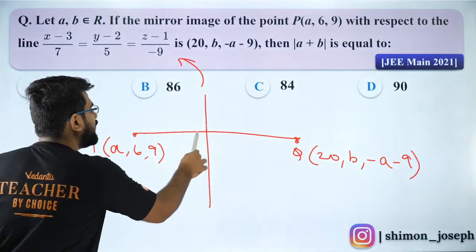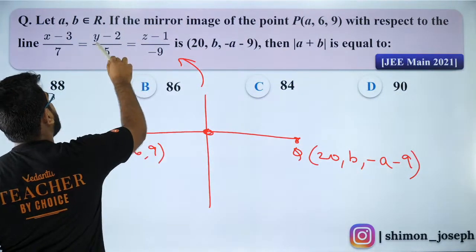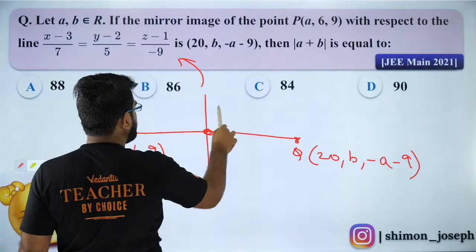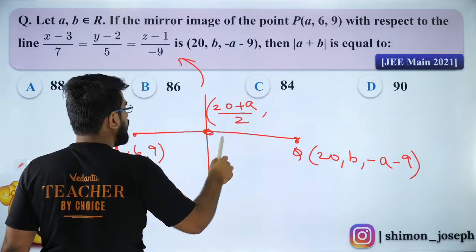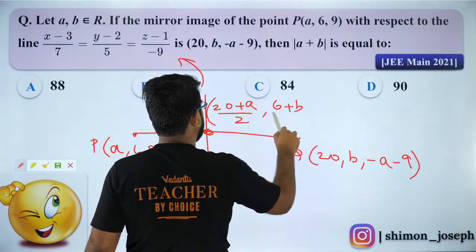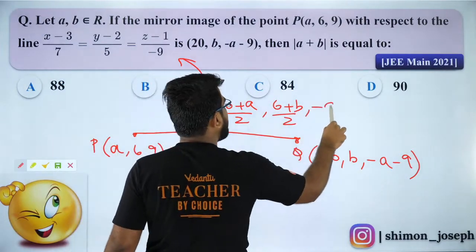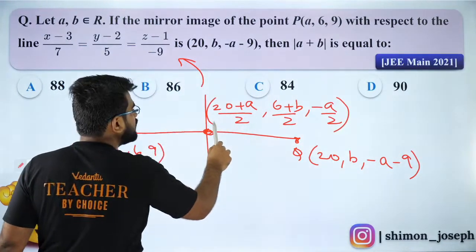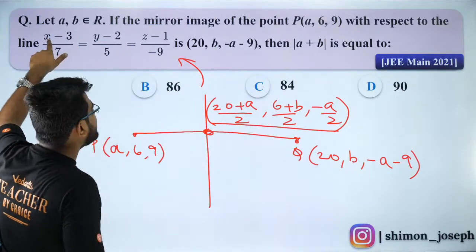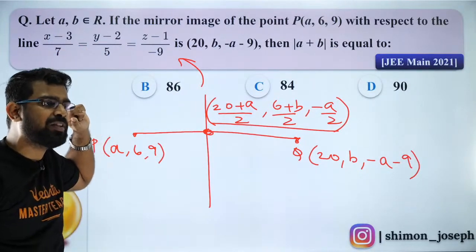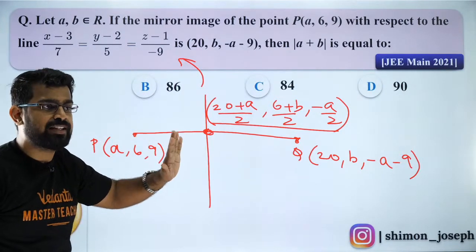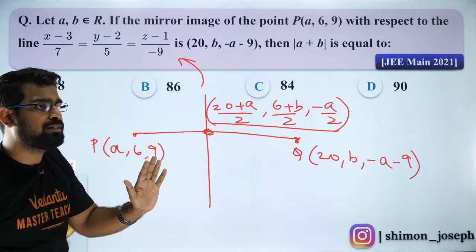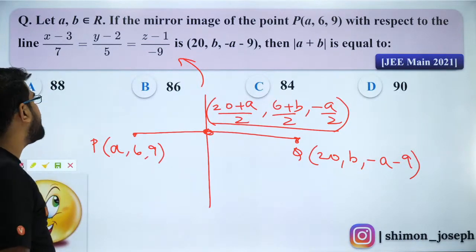So can I say the midpoint will lie on this line? So what is the midpoint? Midpoint is 20 plus A by 2, 6 plus B by 2, minus A by 2. So can I say this point will satisfy my equation? Do you all agree with me on that? Please let me know quickly. Very good, Naveen Reddy. Fantastic.